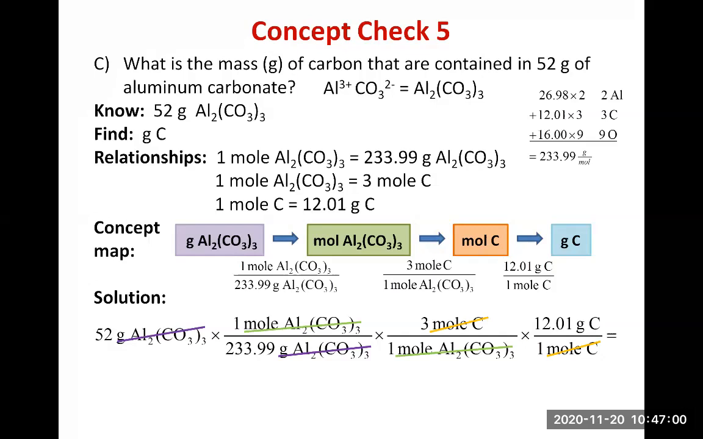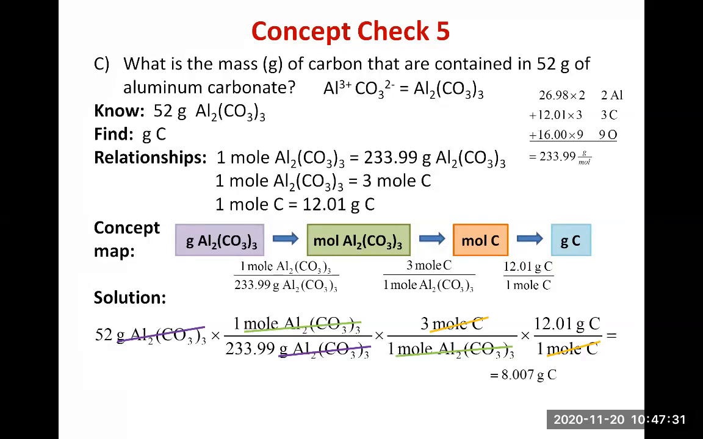So in the calculator, you do 52 times 3 moles of C times 12.01 grams of C divided by 233.99 grams of aluminum carbonate. The calculator answer is 8.00700, etc. grams of C, right? The unit that is left over is the grams of carbon.